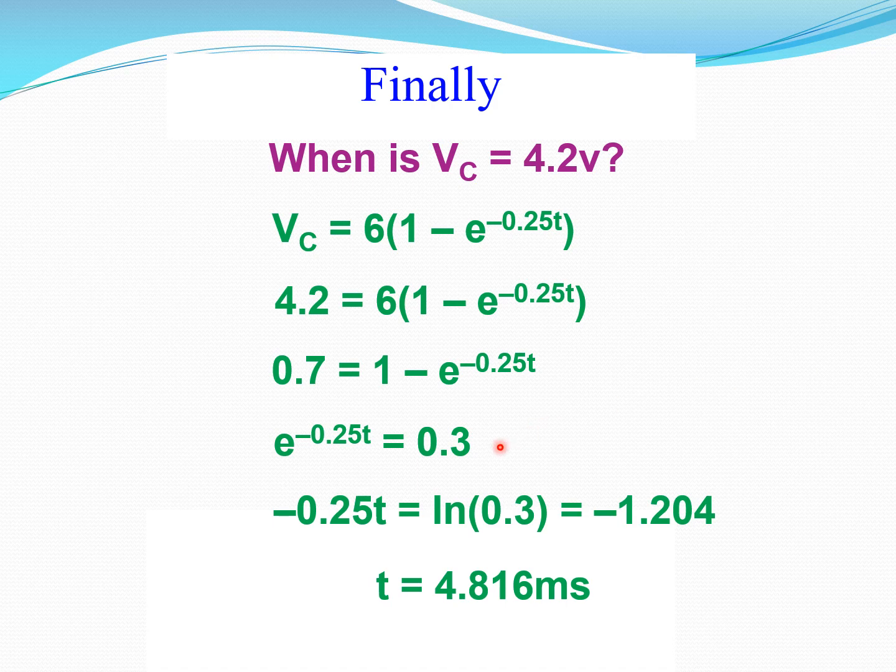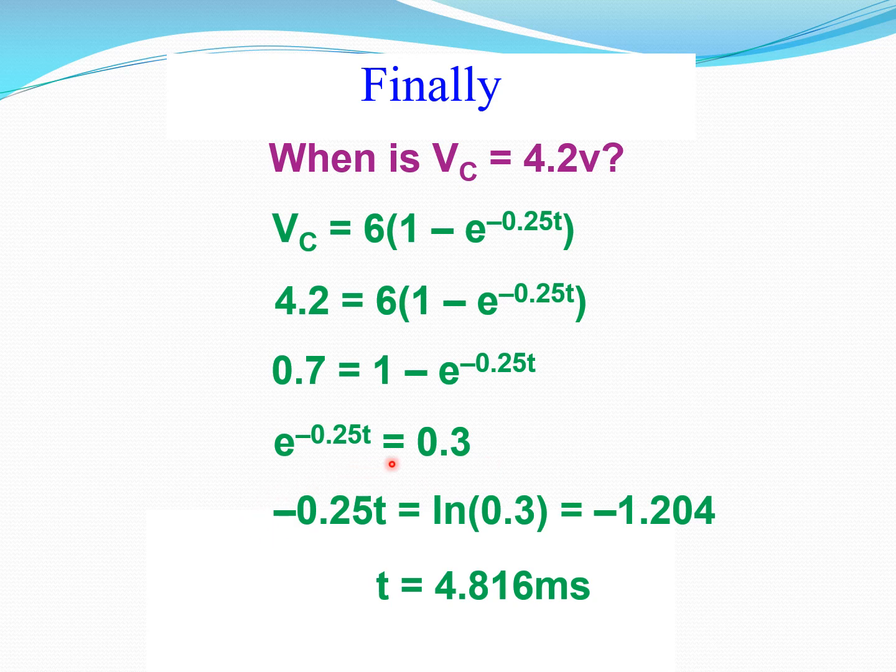And finally, we could ask the question, when is VC equal to 4.2 volts? Or when is V out equal to 4.2 volts? So we know that VC is equal to 6 by 1 minus e to the minus 0.25t. Substituting 4.2 in for VC, divide across both sides by 6, 0.7 equals 1 minus e to the minus 0.25t. Take 0.7 away from both sides and add e to the power of minus 0.25t to both sides. So we get e to the minus 0.25t equals 0.3.